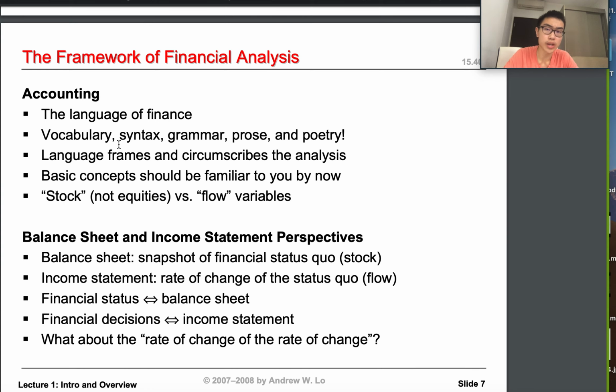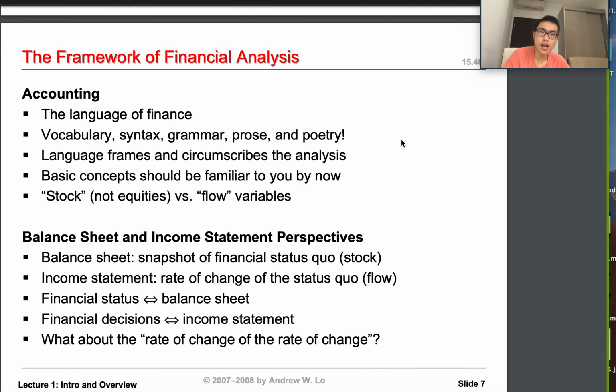If we analogize accounting to English, basically it is the vocabulary, the syntax, the grammar, the poetry. Just now in my motivation, I talked about Warren Buffett looking at simple accounting, looking at the income statement and the balance sheet, and these two financial metrics involve this language of accounting. It is a crucial part inside the income statement and the balance sheet. And also basic concepts you have to be familiar with in accounting.